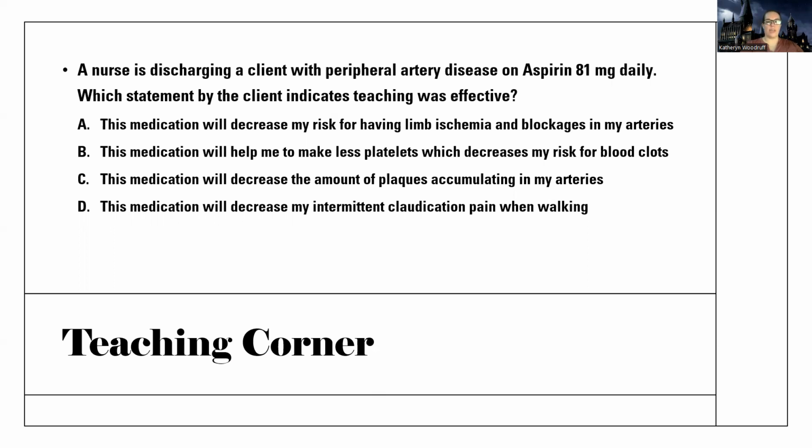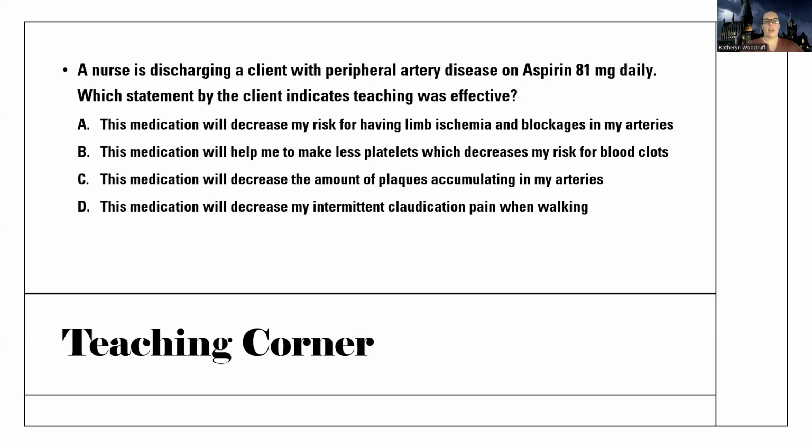The first one says this medication will decrease my risk for having limb ischemia and blockages in my arteries. Okay, I like that. That sounds pretty accurate, but let's keep going and see the other ones. This medication will help me to make less platelets, which decreases my risk for blood clots. Sometimes in some answer choices, you're going to see answers that are partially right, but not fully right. So you always have to make sure the whole answer is correct. Sometimes students really like a part of an answer and think, I know part of it wasn't right, but the other part was so right, so I had to choose it.